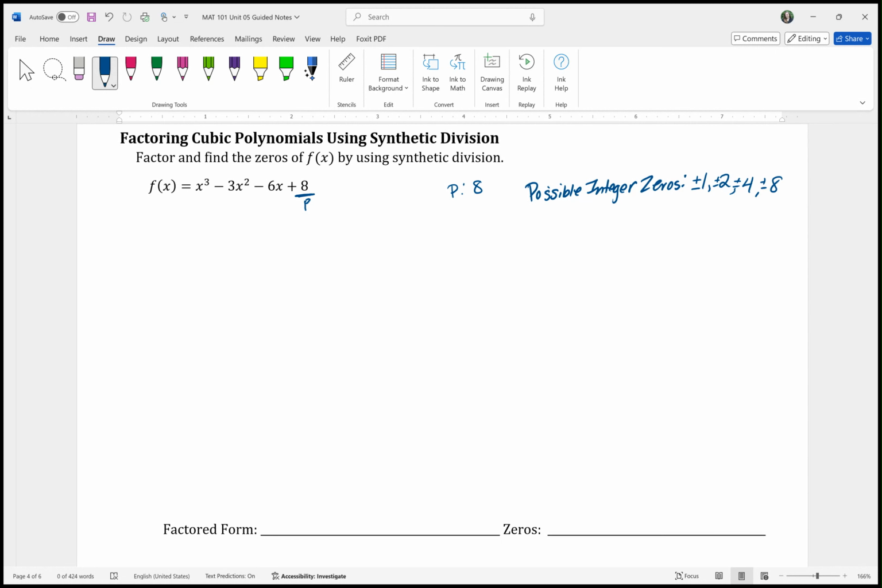So we're going to start with 1 in the box, and we're doing synthetic division with our dividend being the function. Our function has coefficients 1, -3, -6, and 8.